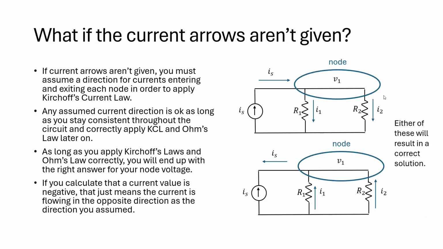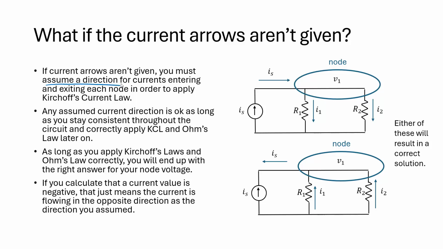All right, one last question that I commonly get from students is what to do if the current arrows are not given. Because we don't always get circuits problems where people have drawn in the known current, or sometimes you just don't know which way the current is flowing. And that's okay. So it turns out if the current arrows are not given, you just have to assume a direction.